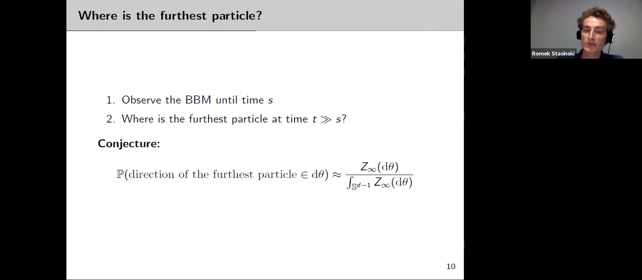And why do we actually think that it's interesting and important? So if you remember the one-dimensional result that we talked about like 5 minutes ago, when we looked at the cloud of particles at some large time s, and based on that, we wanted to predict whether the rightmost particle is going to be further away from zero than the leftmost particle, then we claim that something similar holds in the d-dimensional setting.